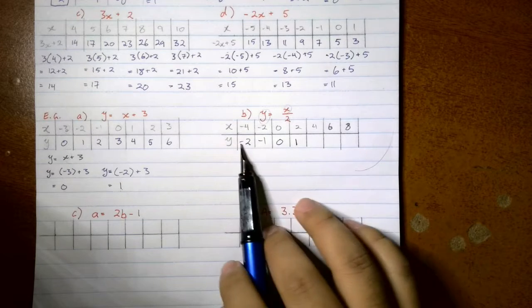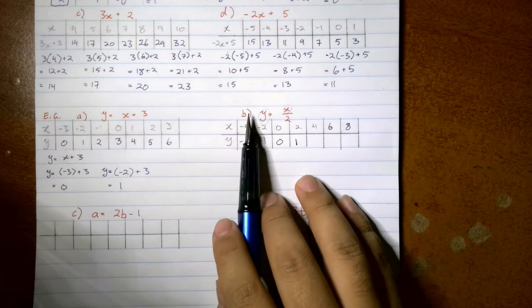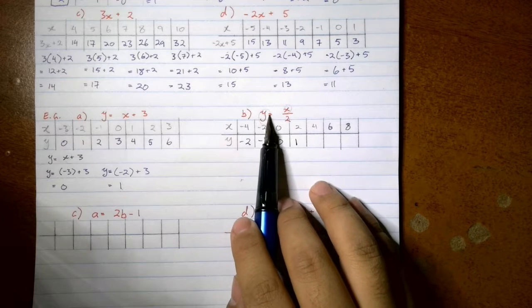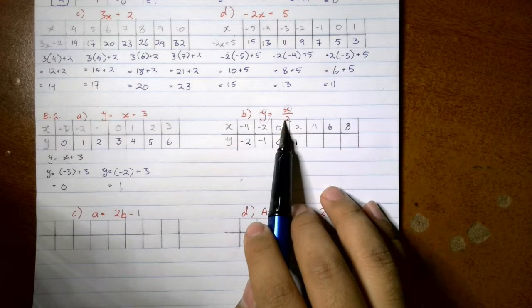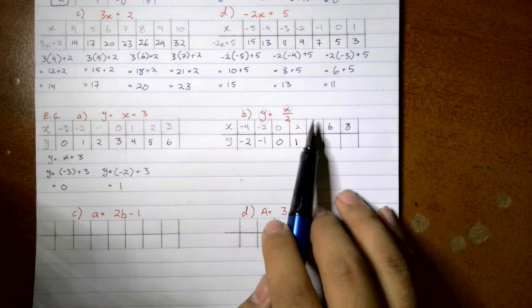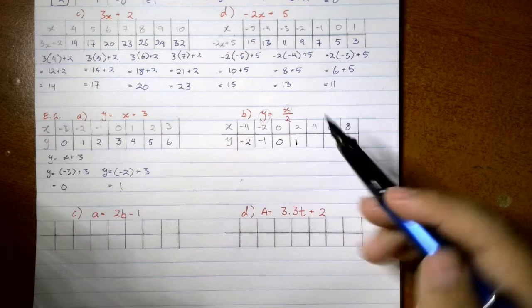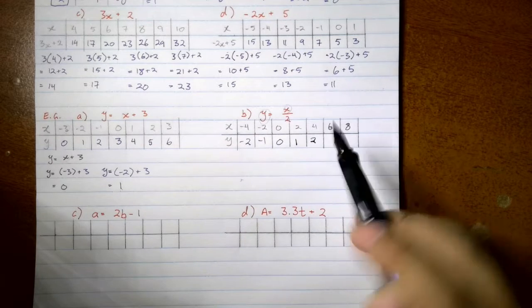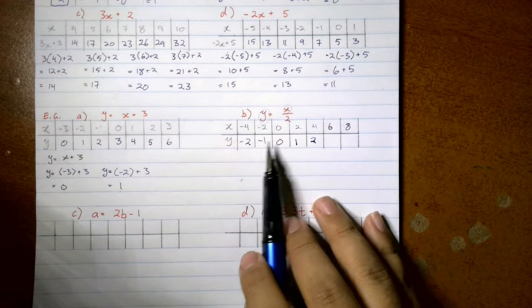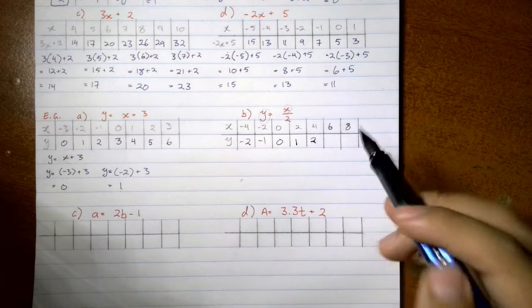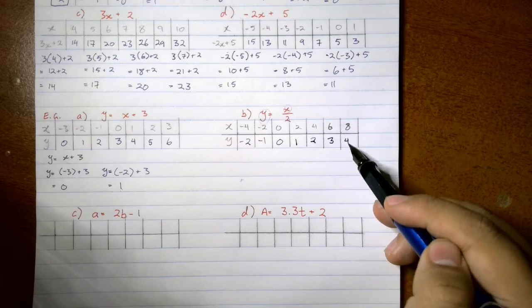And can you yet see the pattern? Let's test it again. Y equals 4 over 2. 4 divided by 2 is 2. Negative 2, negative 1, 0, 1, 2, 3, and 4.